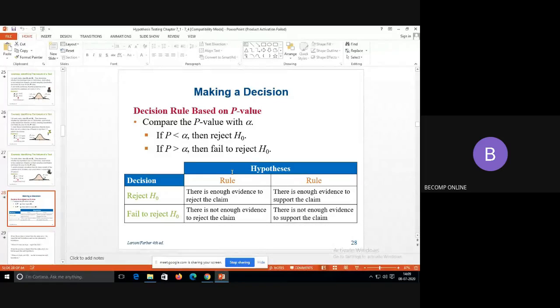Now you have to make a decision. How to make a decision in hypothesis testing? That decision is always based on the p-value. So you have to compare your p-value with alpha.